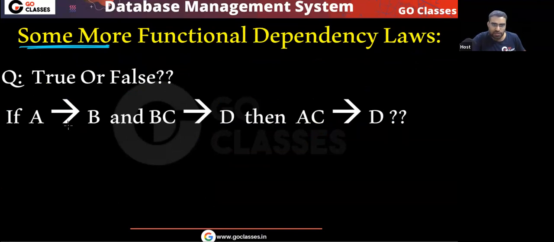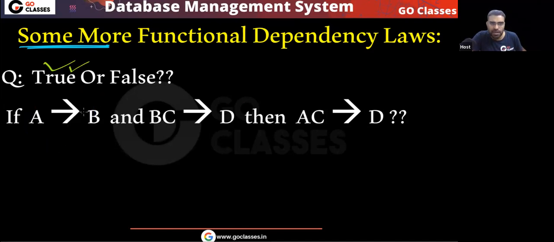If A determines B and BC determines D, then can I say AC will determine D? Can I say AC will determine D? A determines B, BC determines D. Now I'm asking, can I say AC will determine D? Can you prove it? This statement is actually true. Just take your copy and pen and try to prove it.